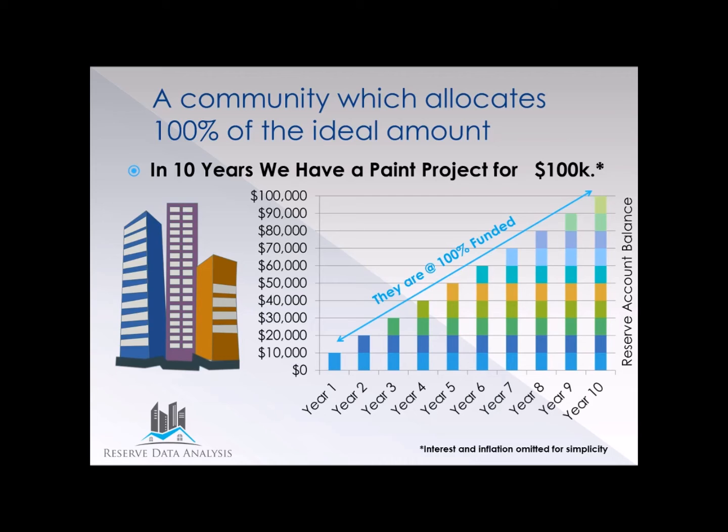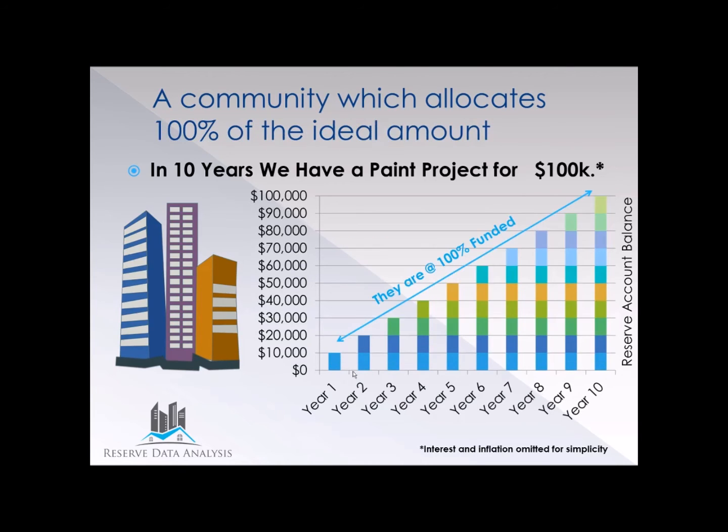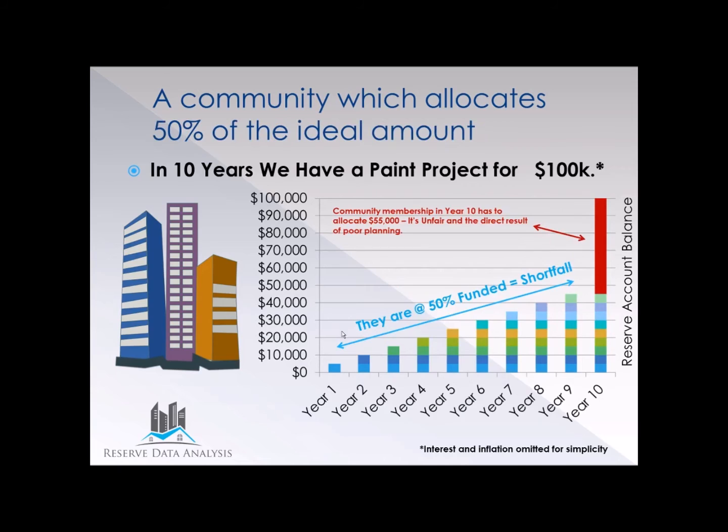Now, let's look at another community that decides that they do not want to set aside $10,000 in their reserve account. In this case, this community, and again, we're ignoring inflation and interest here, only deposits $5,000 into the reserve account each year, instead of the $10,000 each year that the prior example indicated. So in this case, they have $5,000 the first year. This is the reserve account total balance.